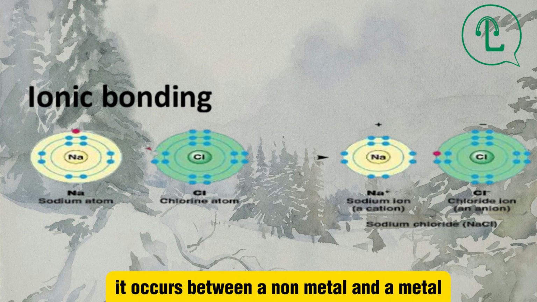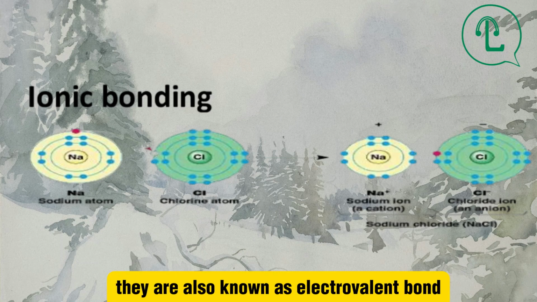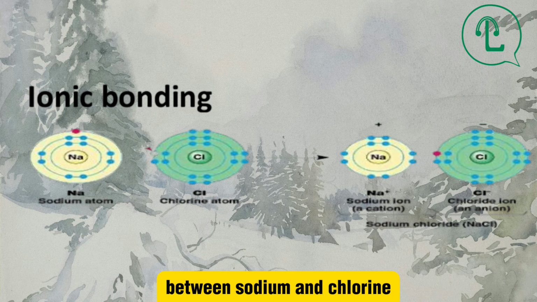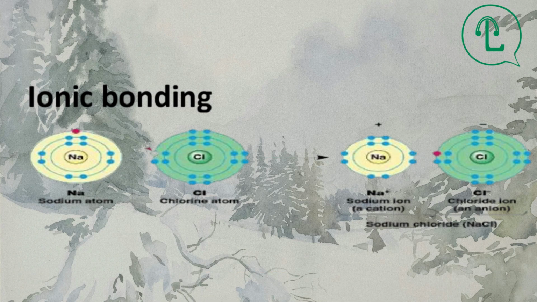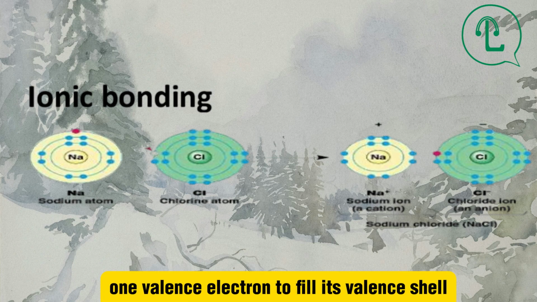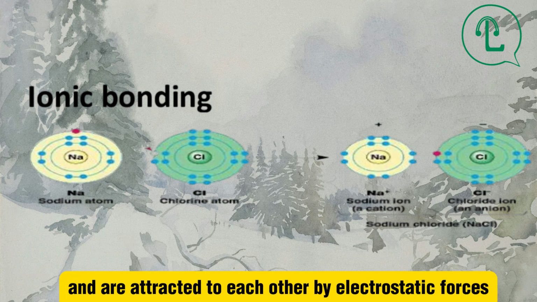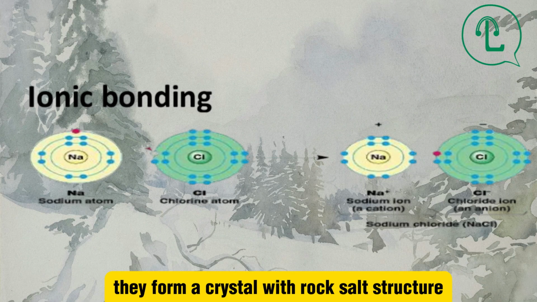It occurs between a non-metal and a metal. They are also known as electrovalent bonds. A classic example of ionic bonding is between sodium and chlorine. Sodium has 1 valence electron. Chlorine needs 1 valence electron to fill its valence shell. The ions now have opposite charges and are attracted to each other by electrostatic forces. They form a crystal with rock-salt structure.